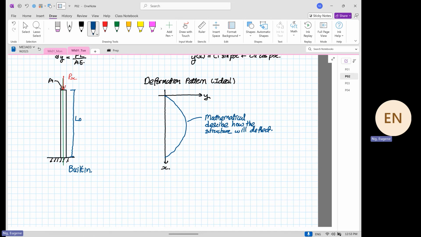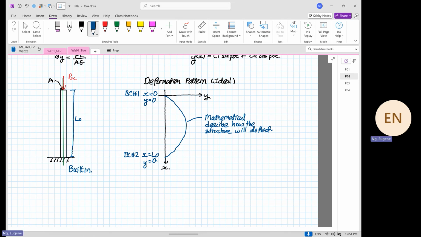Now, the next thing I'd like to introduce to you is, when x is equal to 0, we know that y is also equal to 0. So this case is our boundary condition number 1. And then we need our boundary condition number 2, which states that when x is equal to L naught, y is also equal to 0.